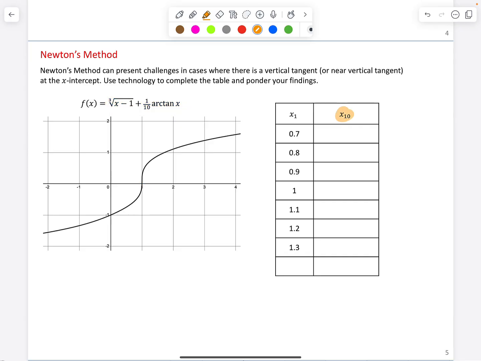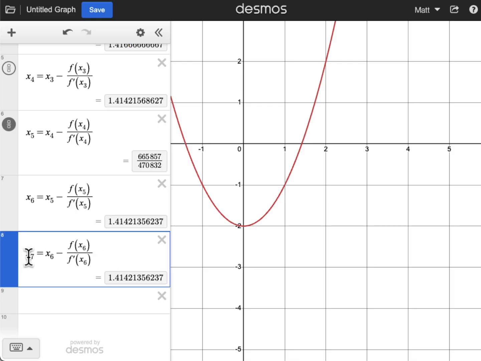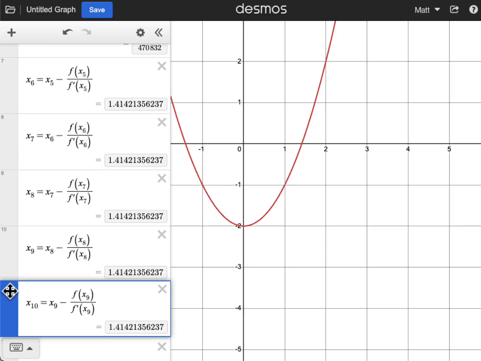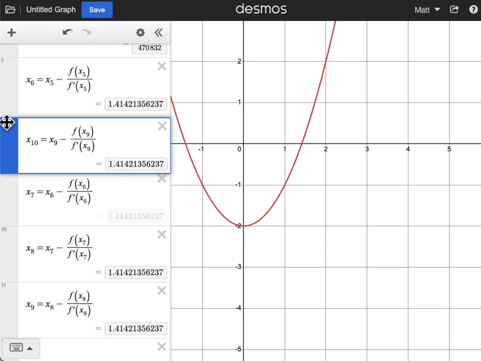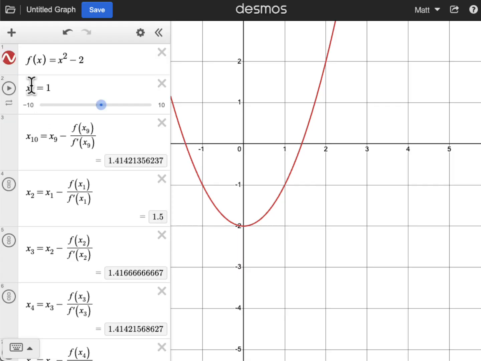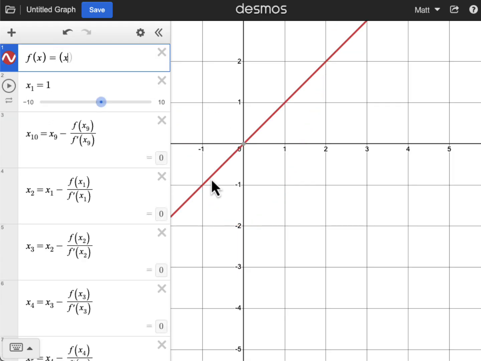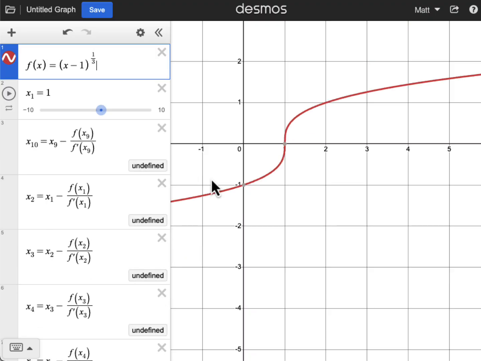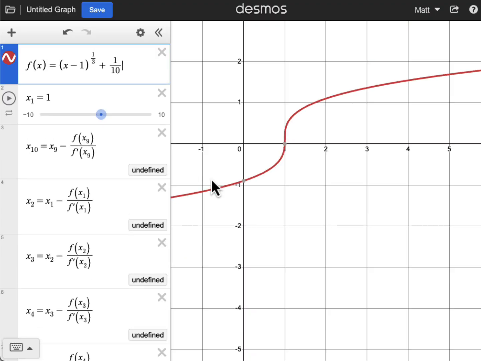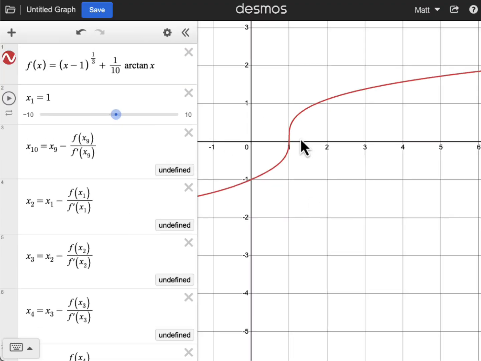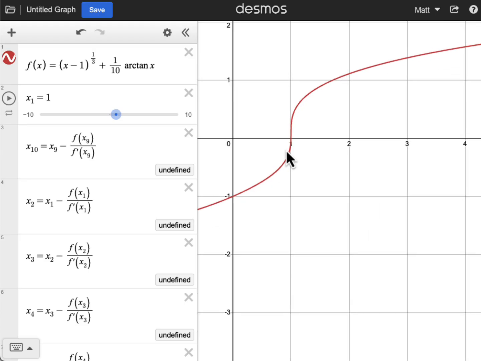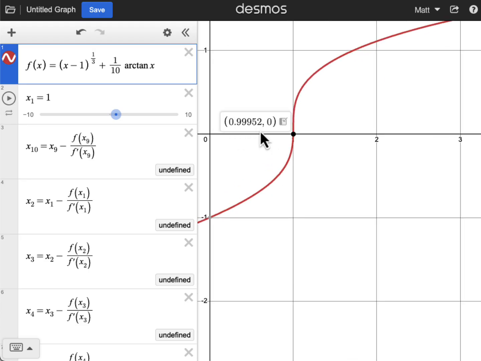Now we're told to go up to x10 for all of these initial x-coordinates. Currently, I've only written up to x7, so I'm going to copy the formula 3 more times to make up to x10. Just so I can see x10 near x1, I'll bring it up higher. So now my x10 is near my x1. Okay, new function, the cube root of x minus 1. I'll do cube root by using a 1/3 power plus 1/10 of the arctangent of x. We can see the function. Let me zoom in a little bit. You can see the x-intercept isn't quite 1.